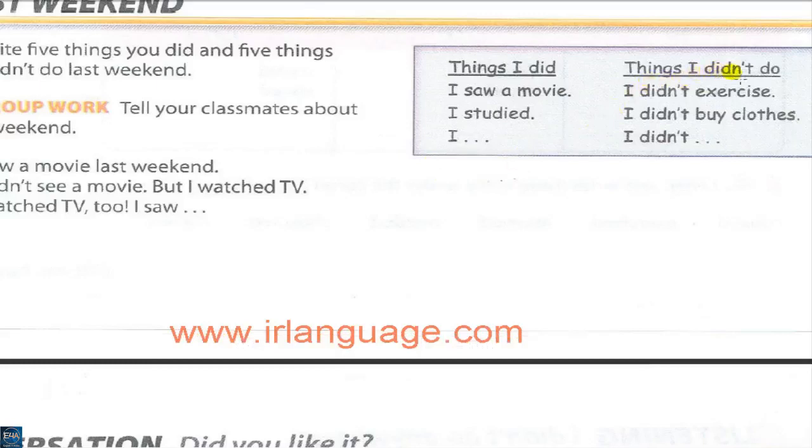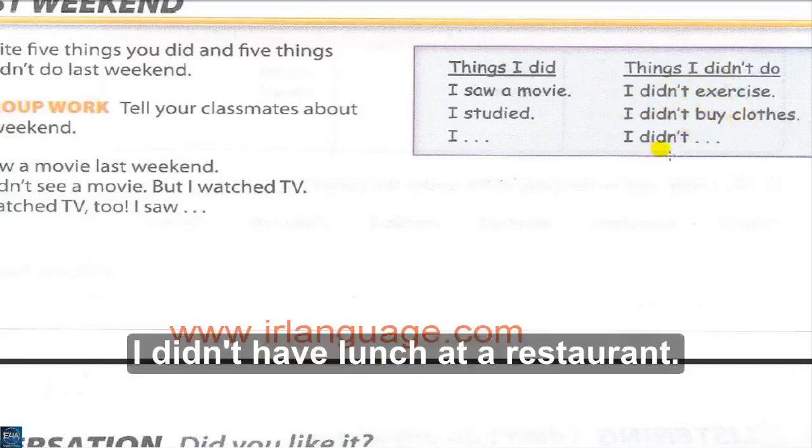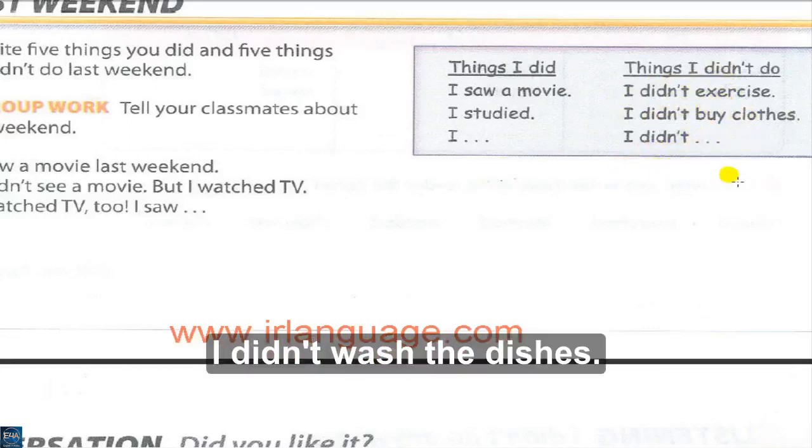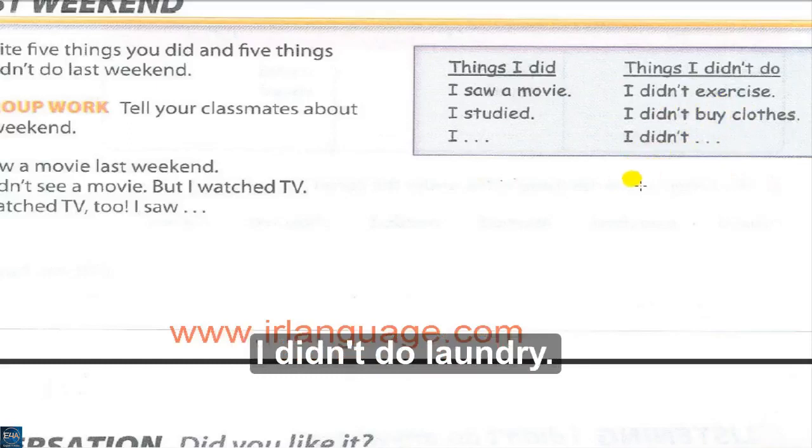Things I didn't do. I didn't exercise. I didn't go to the gym. I didn't buy clothes. I didn't have lunch at a restaurant. I didn't wash the dishes. I didn't do laundry.